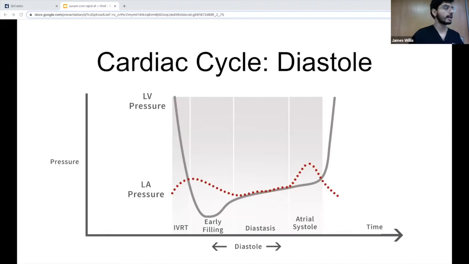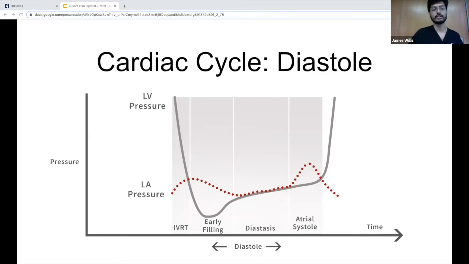There's 4 parts to diastole. The first one is isovolumetric relaxation, where essentially this is the stage where the aortic valve closes before the mitral valve opens. And you see in this graph where the pressure in the LV starts to rapidly decrease without any change in the volume. But at some point, the pressure goes below the pressure in the left atrium. And that's what allows for the mitral valve to open, and you get this rapid filling that occurs.